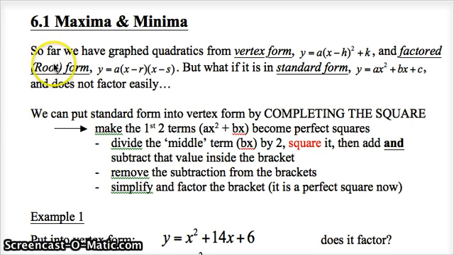If we look back, we've graphed quadratics from vertex form, y equals a bracket x minus h bracket squared plus k, where h and k were our vertex, and we moved our step pattern.